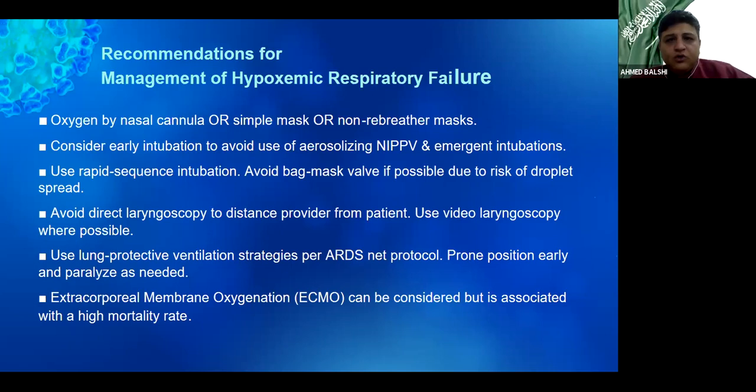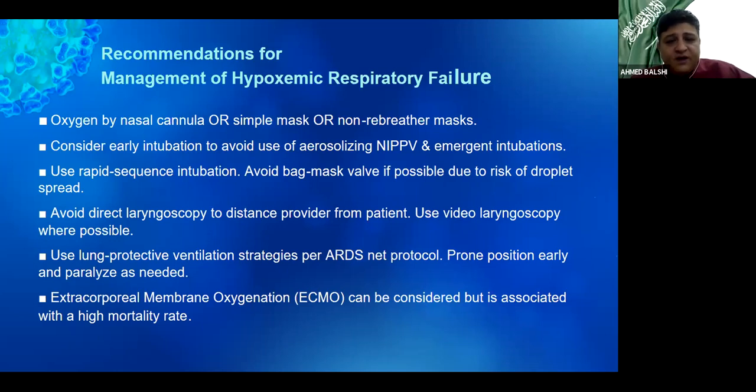When you are going to intubate the patient, please use rapid sequence intubation and avoid bag-mask ventilation of the patients due to the high droplet spread. Avoid direct laryngoscopy. Use the video laryngoscope to keep a big distance between you and the patients.